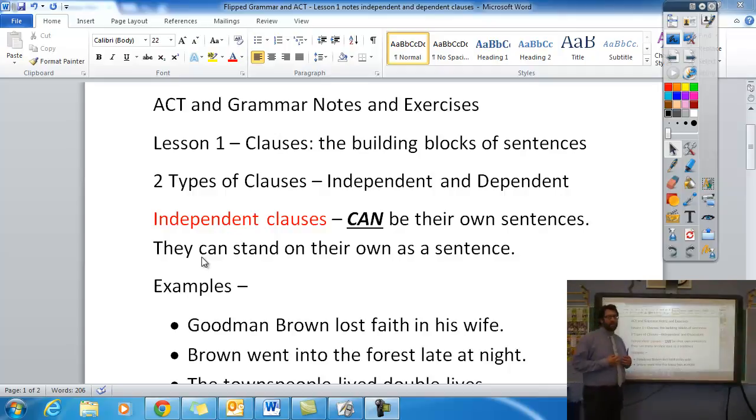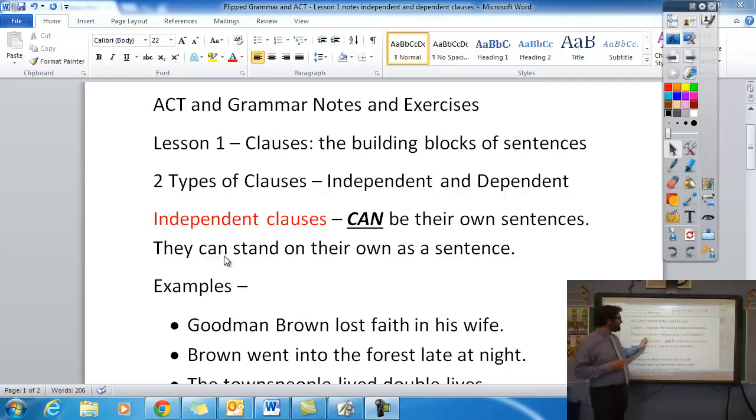The first lesson that we're going to be dealing with today is all about clauses. Now it's really important for us to come to a really complete understanding of clauses so we can do well in the ACT and so we can improve our own writing. So what are clauses all about?